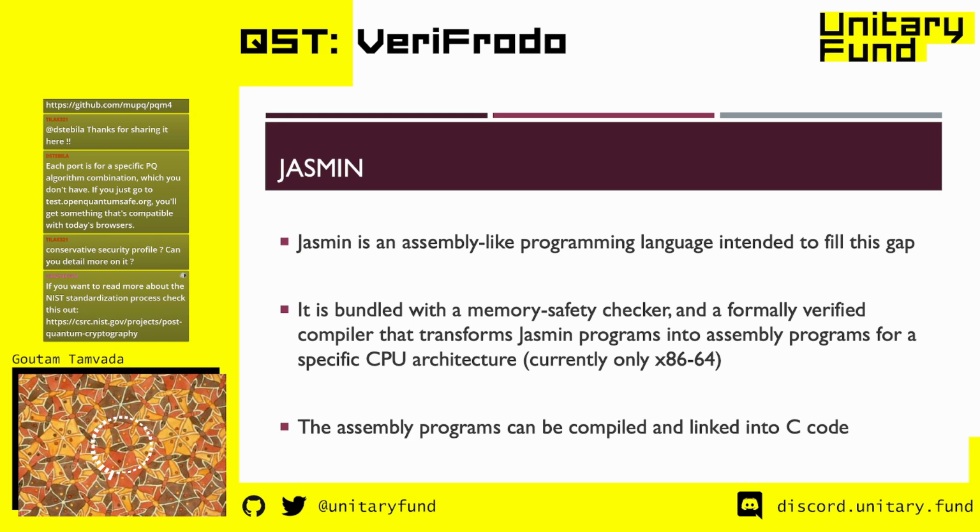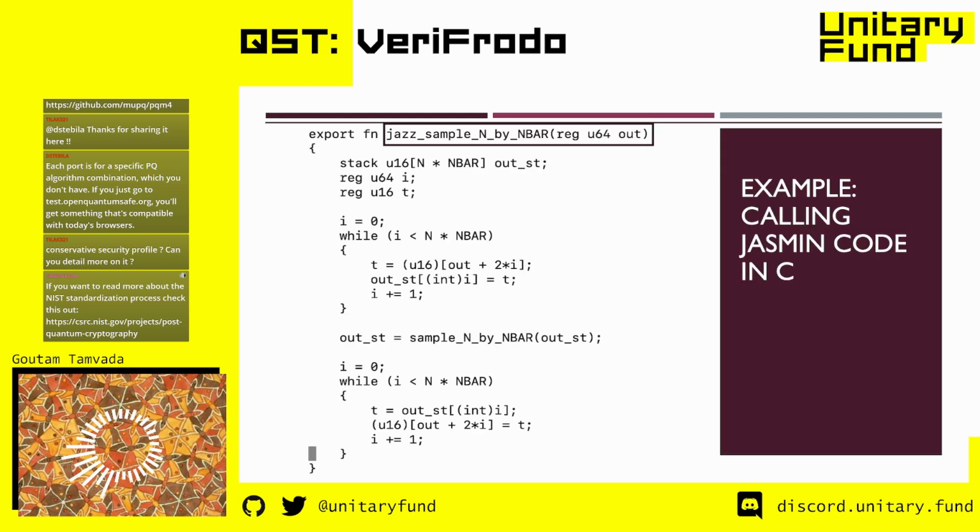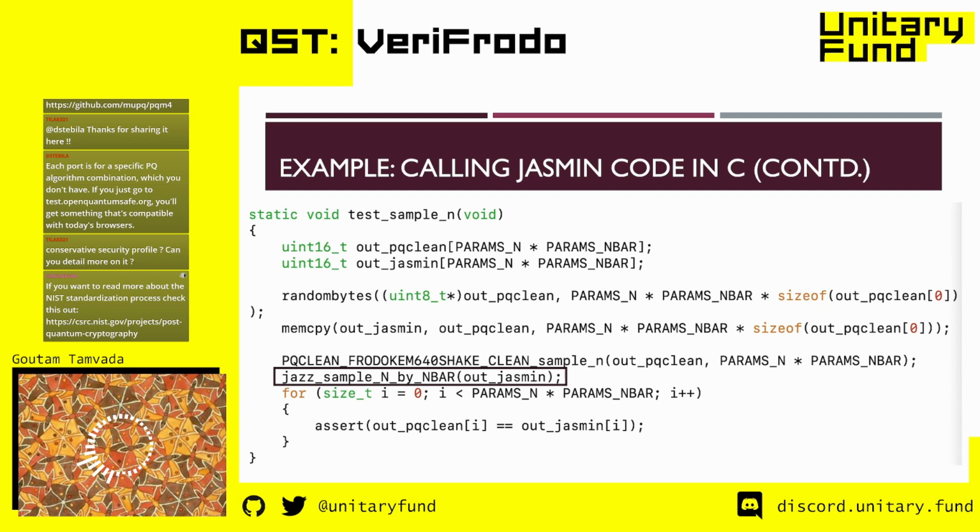The assembly code that is produced by the Jasmin compiler can be incorporated into C code. And here's a brief example of that. This is a function that's actually part of the FrodoKEM implementation. Don't worry about what it does or what's going on over there. All that you have to know is it's a function called jazz sample n by n bar. That's some Jasmin code that does something. And here's this code being called in a C program that is just testing this code and doing some basic sanity checking.